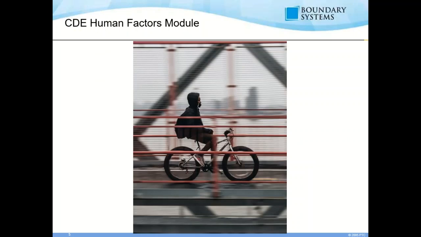What is the CDE Human Factors module? First off, the Human Factors module is something that's been recently introduced in Creo Design Essentials as part of the Creo Design Essentials licensing package. Right, it's recently been added into that. And so the question is, to get people to know what it is that they're going to be paying for, what is it and what does it do? I'll use a couple of pictures first off to illustrate the concept, right?